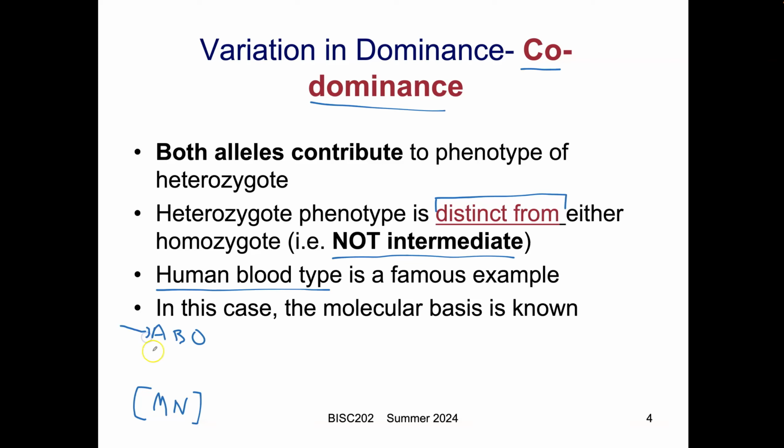You may know that certain people can donate to anybody, but can only receive blood in a donation from people that have the same blood type as them. And there doesn't seem to be as much of a problem with the MN type. But I will go over it later in the semester because we'll be using it as a way of looking at population genetics. And so in this case, the molecular basis of the ABO blood type is known. And when we go through it, you'll see why this is codominance.